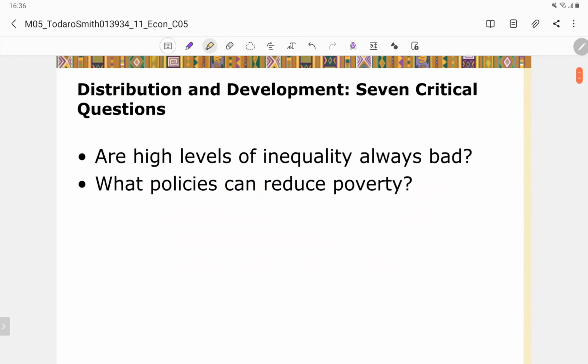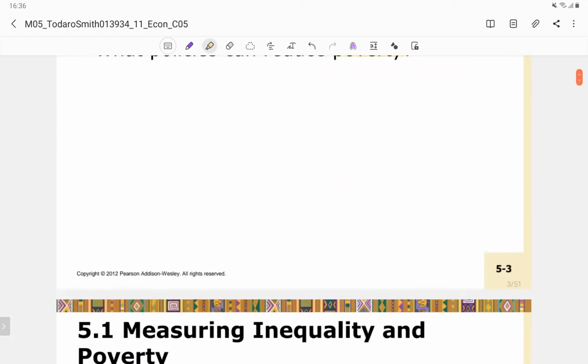And then are high levels of inequality always bad? So is inequality always bad? Is it possible to have a society where we have zero inequality? Now, we will answer that today. And then what policies can reduce poverty? Okay. So those are the 7 critical questions regarding distribution and development.